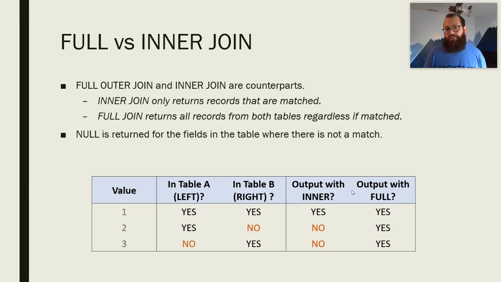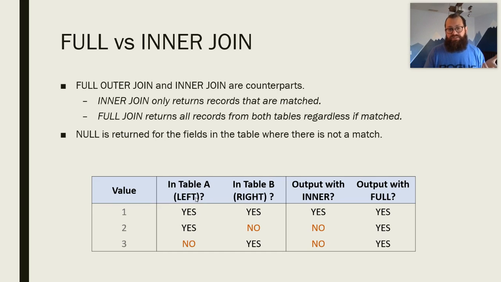An inner join only returns records that are matched, and a full join is going to return all records regardless if there's a match in the other table. So to work through examples, you have two tables that you're going to merge together. There's a value that you're merging on, which is represented by this column here, and it can appear in one or both of those tables.